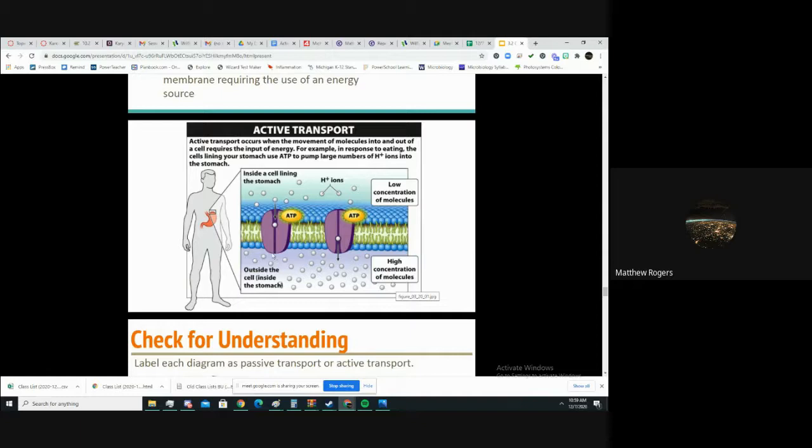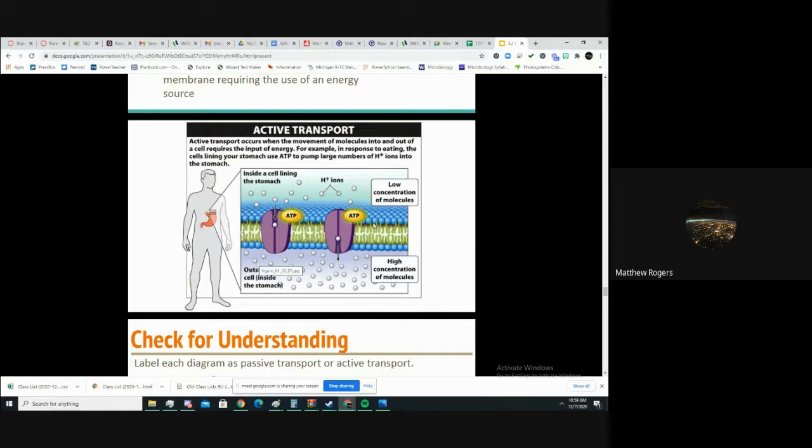One of the major theories of cell biology is lock and key, meaning this is the lock, this is the key. H plus is the only thing that can fit into this lock. So it's designed for H plus, so only H plus can go through this pump. H plus comes in, ATP pushes it through, it gets to the other side.